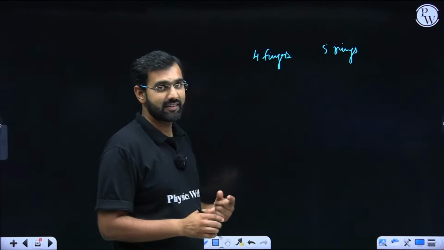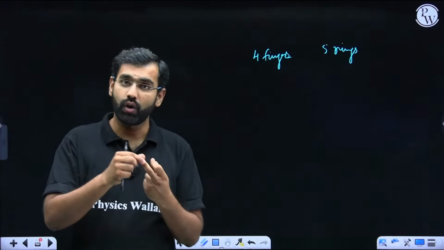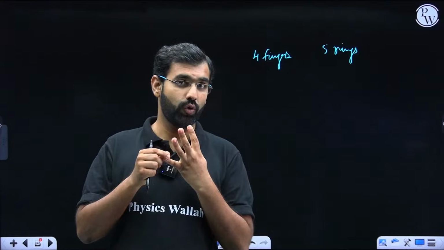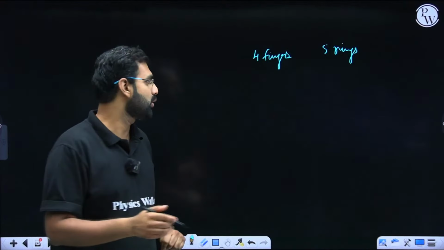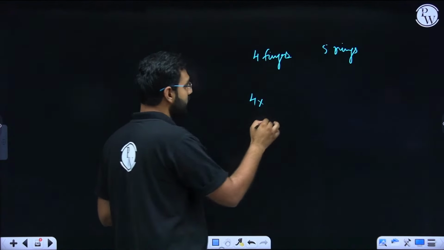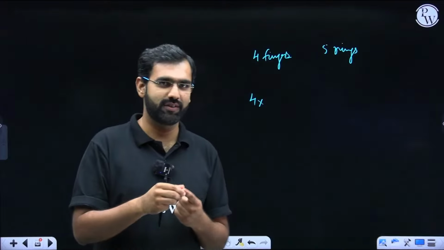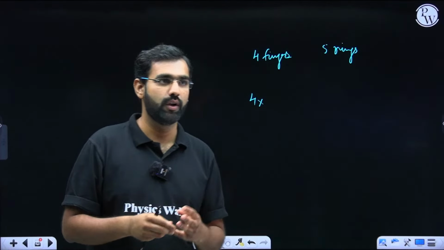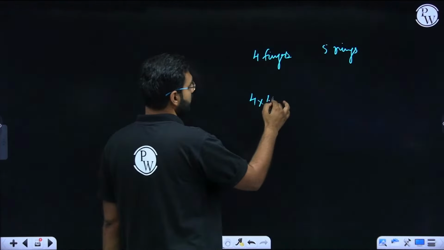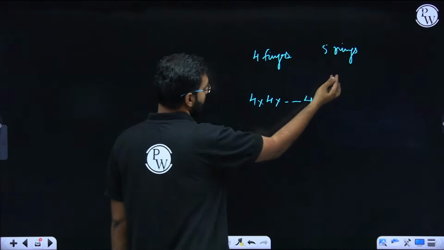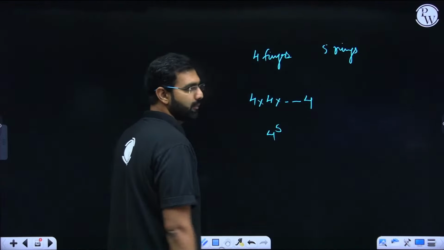So the first ring says I can go to either finger 1 or finger 2 or finger 3 or finger 4. So ring 1 has 4 choices. Now, if I go back to the second ring, it will also say I have 4 choices, finger 1, finger 2, finger 3 or finger 4. So ring 2 also has 4 choices. So this will give me 4 into 4 into 4. How many times? 5 times. So answer will be 4 to the power 5.